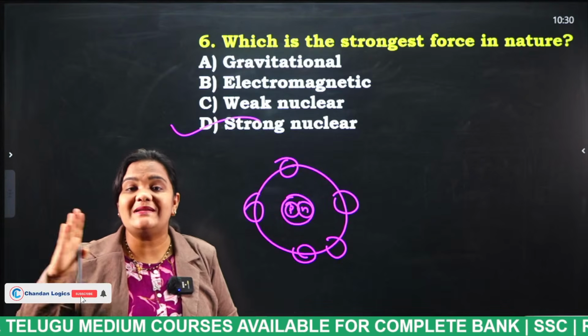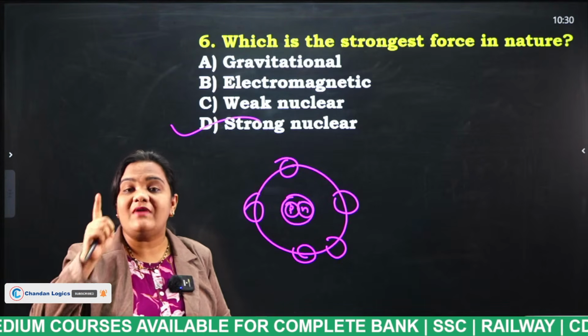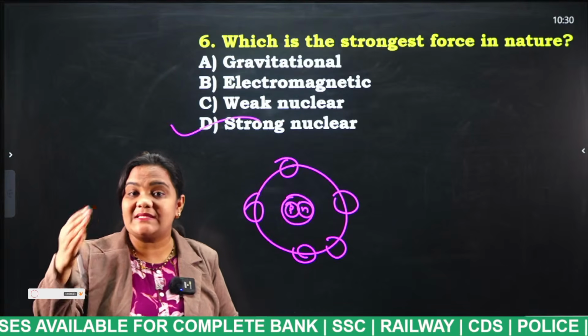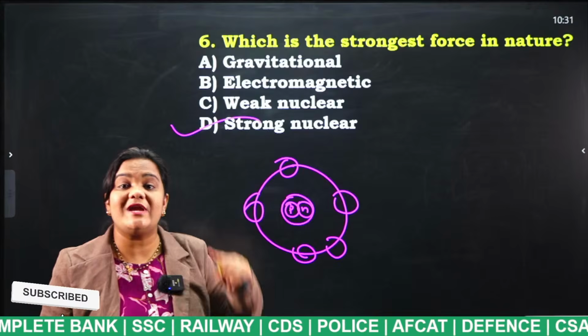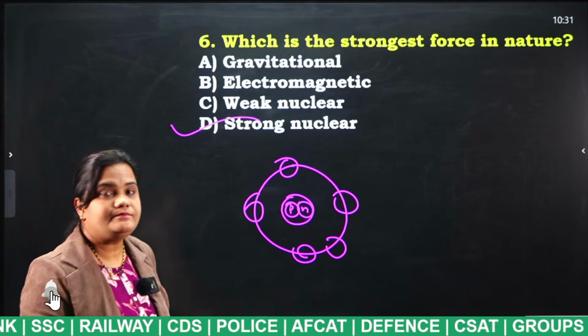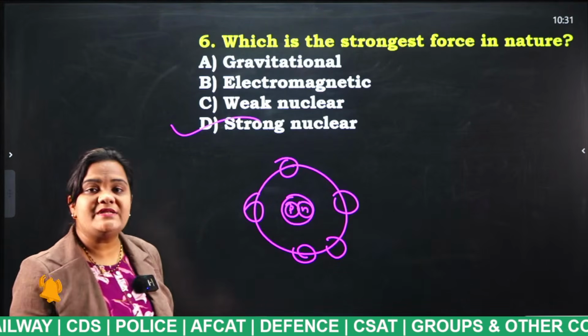If a person travels 11.2 kilometers per second, he can escape from the gravitational force, and that velocity we call escape velocity. Did you understand what I am saying?